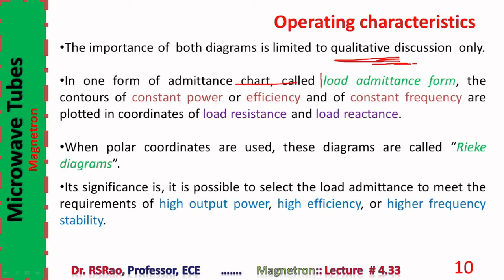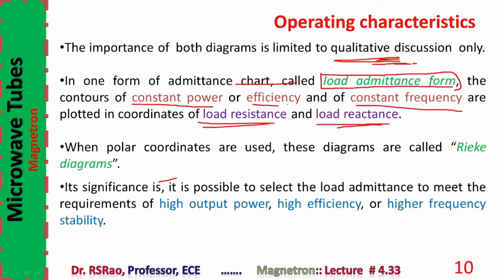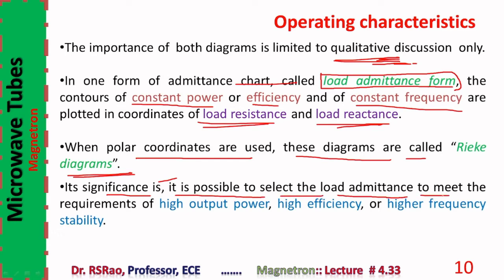So in the load admittance chart, load resistance and load reactance are the coordinates, and contours of constant power or efficiency and constant frequency are plotted. When polar coordinates are used, these diagrams are called Rieke diagrams. Its significance is that it is possible to select load admittance to meet the requirements of high output power, high efficiency, and higher frequency stability. The load admittance chart is the Rieke diagram when polar coordinates are used.